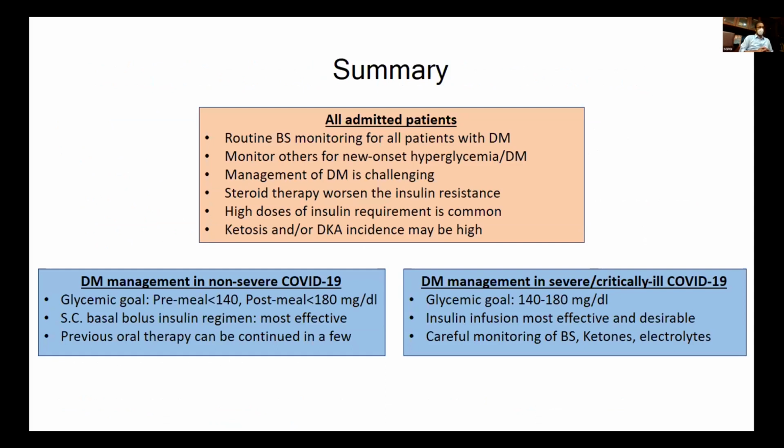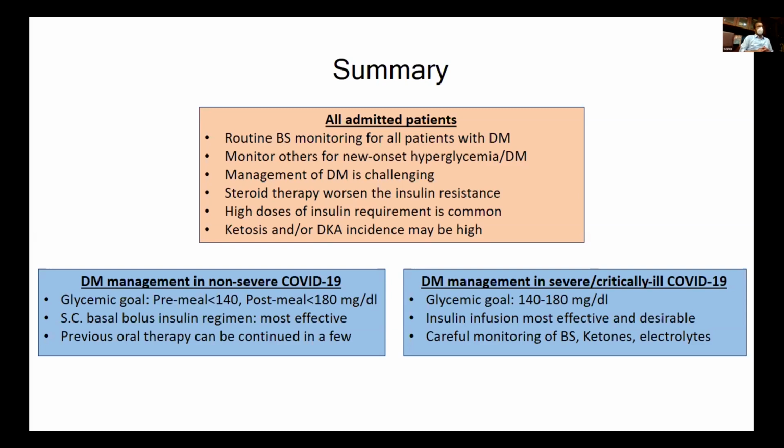And management is difficult, because steroids can really worsen the insulin resistance, and this may lead to a high dose of insulin requirement. And diabetic ketosis and DKA incidence is really high. So the blood sugar target should be pre-meal less than 140 and post-meal less than 180 in the patients who are not severe and are eating nicely.